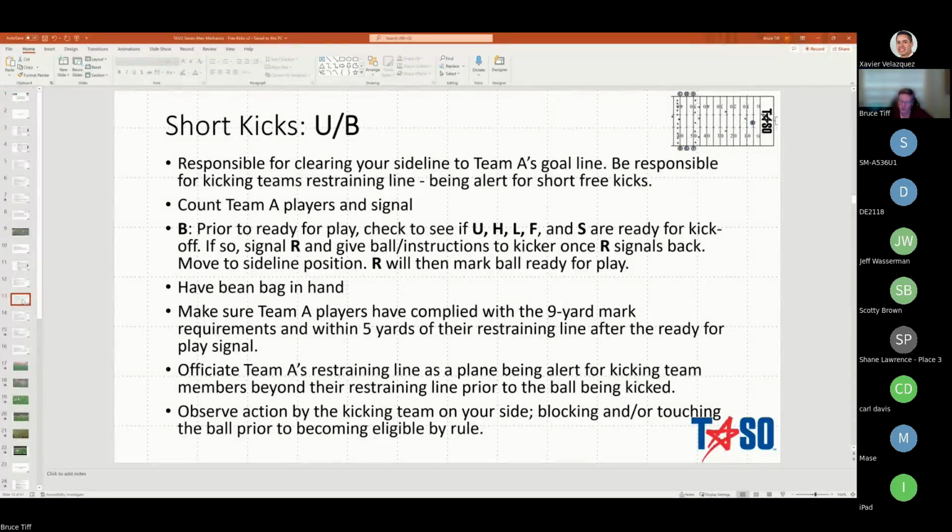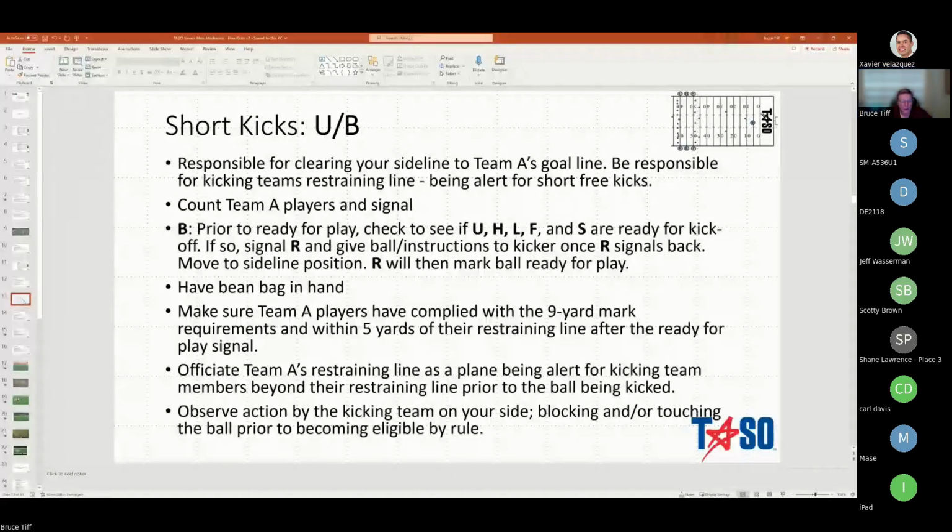And make sure, again, just like a regular free kick, we have to ensure that they comply with the 9-yard marks and are within 5 yards of the restraining line after the ball was made ready for play, not the kickoff. We're officiating Team A's restraining line, as I mentioned, as a plane. Be alert for kicking team members beyond that plane prior to the ball being kicked, and it's a short kick.